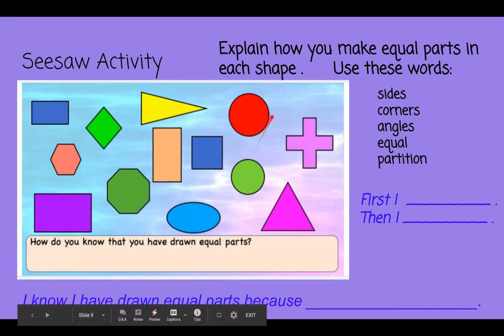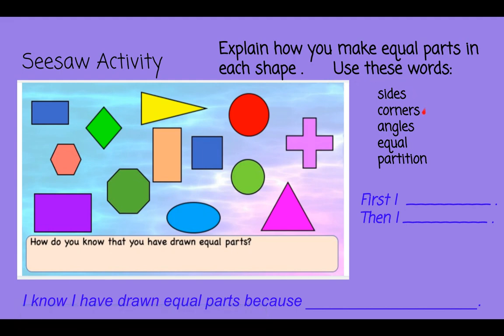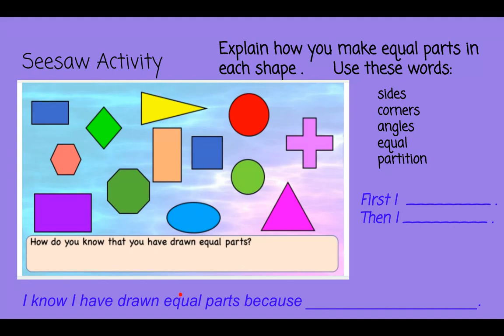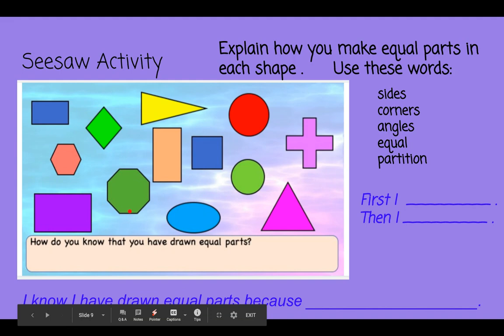For the second activity, you will explain how you make equal parts in each shape. You're going to use the words sides, corners, angles, equal, or partition to help you explain what you did when you partitioned these shapes. And how did you know that they were equal parts? You can use the sentence frame. First, what did you do? Then explain how you know that those were equal parts. I know I have drawn equal parts because fill in the blank. So how do you know that you made equal parts when you partitioned your shape into equal parts?